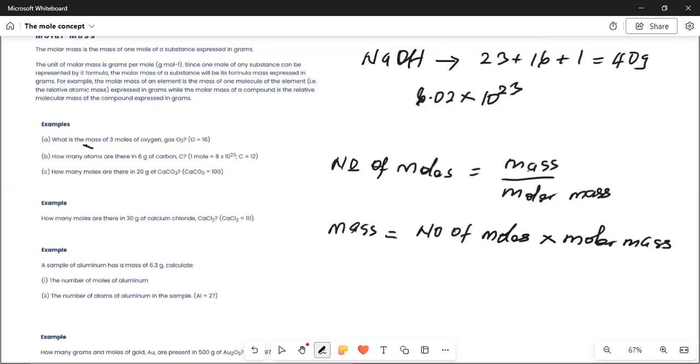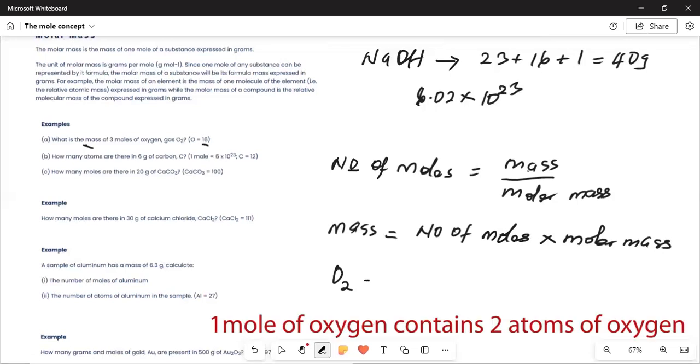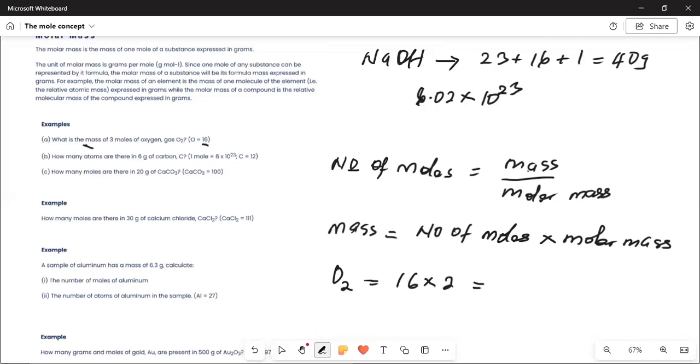1 mole of oxygen is written as O2, meaning oxygen exists as a diatomic molecule. So this value 16 here is for 1 atom of oxygen. So 1 mole of oxygen is 16 times 2 because it exists as a molecule, which is 32. Therefore, the molar mass of oxygen is 32 grams.